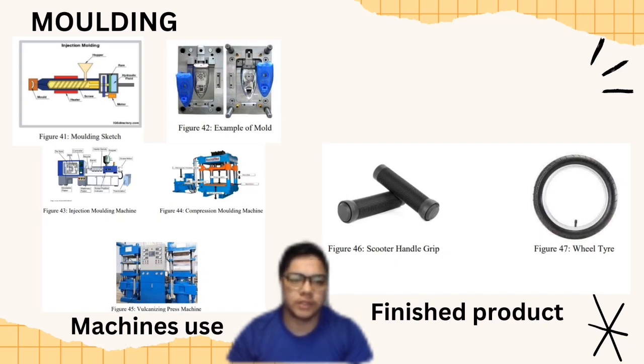Second one is molding. As you can see, there are injection molding sketches for a better understanding of the molding processes. The example of a mold is there, and then we use an injection molding machine or compression molding machine. For the rubber, we use a vulcanizing press machine. The finished products are here: the wheel tire and the scooter handle grip.